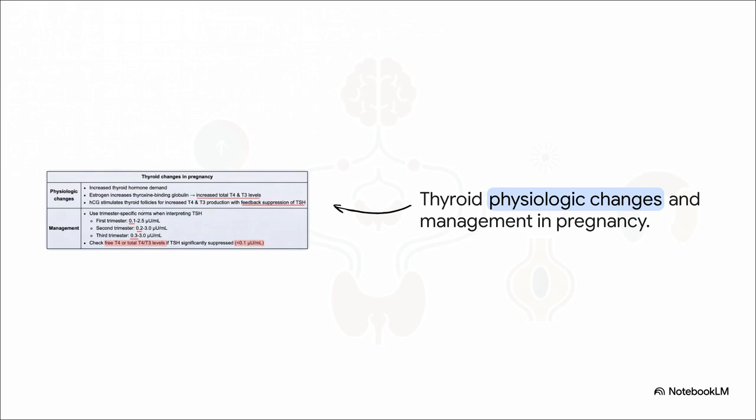This leads to increased T4 and T3 production, which causes a normal physiologic suppression of TSH. Estrogen is also at play here, increasing thyroxine-binding globulin, which elevates the total T4 and T3 levels. So if the TSH is markedly suppressed below trimester-specific norms, you've got to confirm that hyperthyroid state by checking a free T4 level. Also, just keep in mind that gestational transient thyrotoxicosis from high HCG usually resolves entirely on its own as hyperemesis gravidarum gets better.